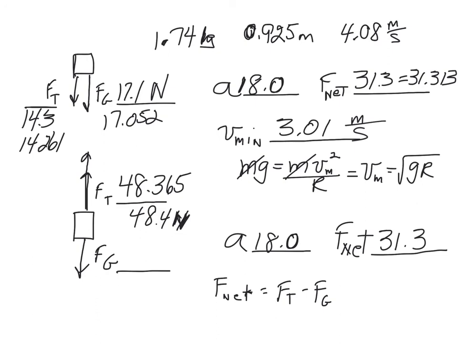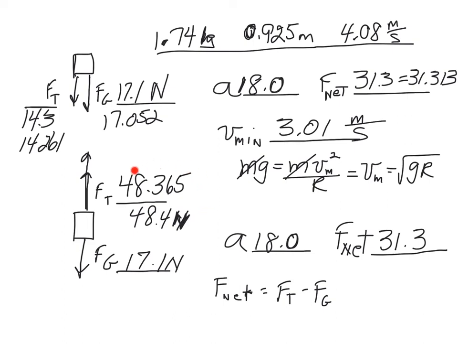Then when I go to the bottom, since I haven't changed any of this, I have the same acceleration and the same net force, only this has to be up, and the force of gravity is still the same, 17.052, down. So the net force is the tension force minus the force of gravity. So the tension force will be the net force plus mg. And so if I take the net force and I add the mg, I get the tension force.